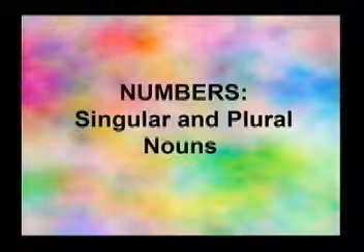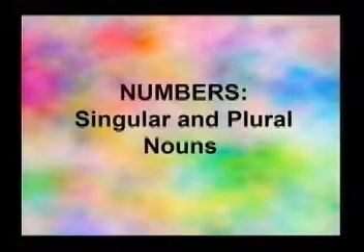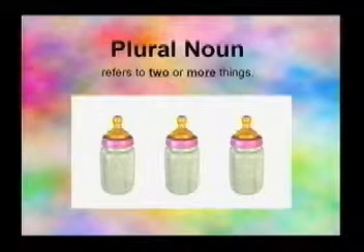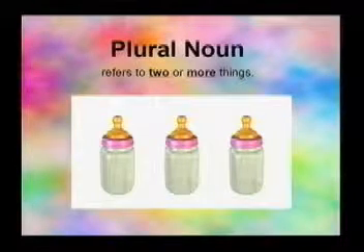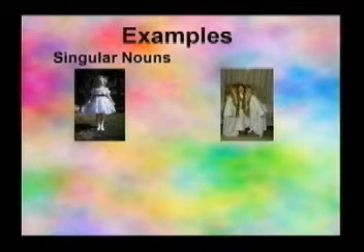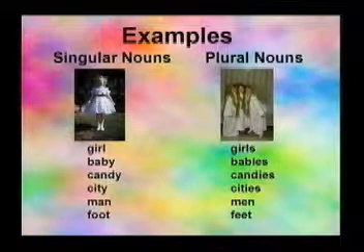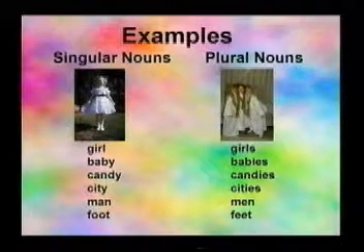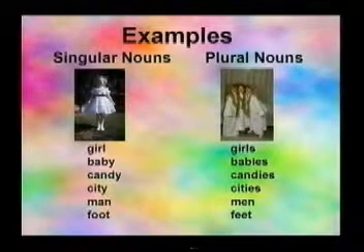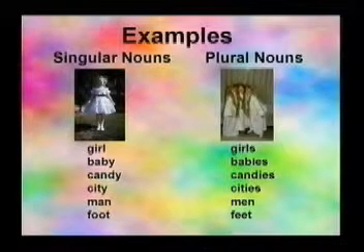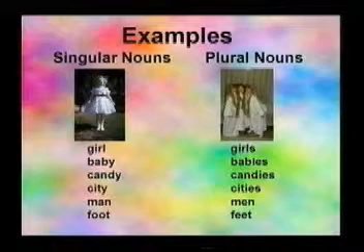Nouns also have number, singular or plural. A singular noun refers to one thing, while a plural noun refers to two or more things. Note the following examples. For singular, girl, baby, candy, city, man, foot. For plural, girls, babies, candies, cities, men, feet.